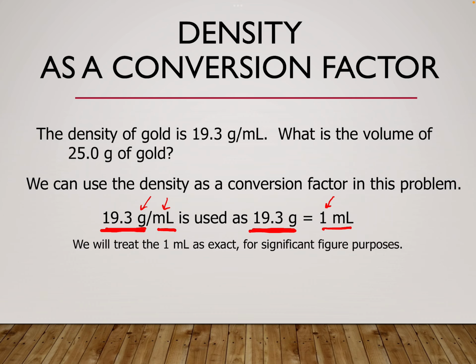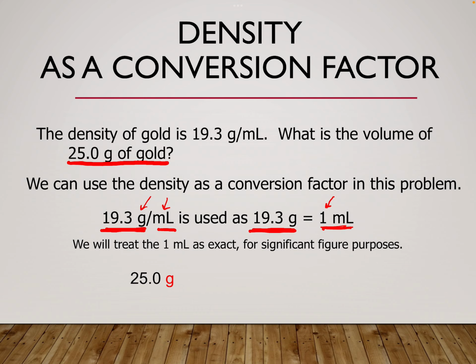Okay, so when we are looking at significant figures, this 1 milliliter here is not going to play into our significant figures. That's going to be an exact number. So let's look at this. Here's what we're starting with, 25.0 grams of gold.